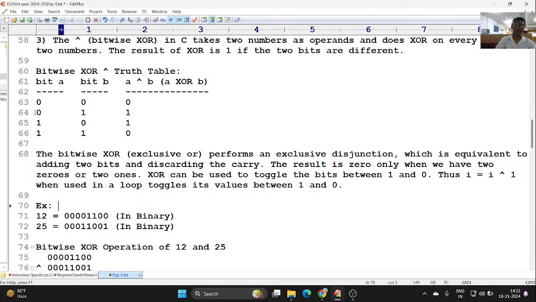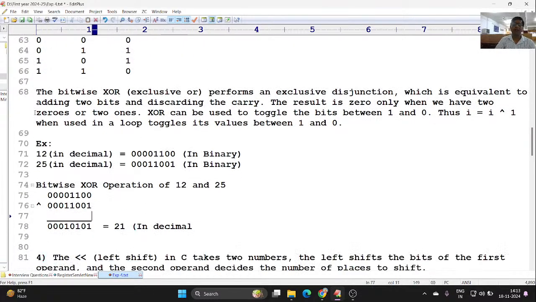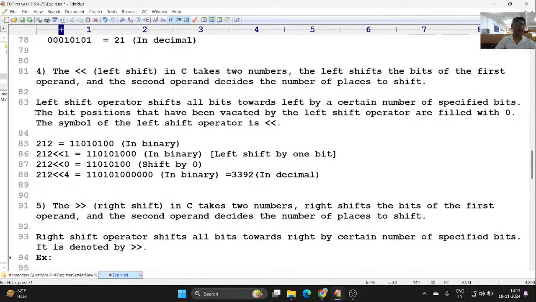So let's see an example of bitwise XOR. 12 in decimal and 25 in decimal on the right side of the assignment operator, that is the RHS. Those are the binaries and decimal values of 25 and 12. Let's perform bitwise XOR on 12 and 25. The binary of 12 is 0000 1100, and the binary of 25 is 0001 1001. If you perform the bitwise XOR, you will get 21 in decimal.